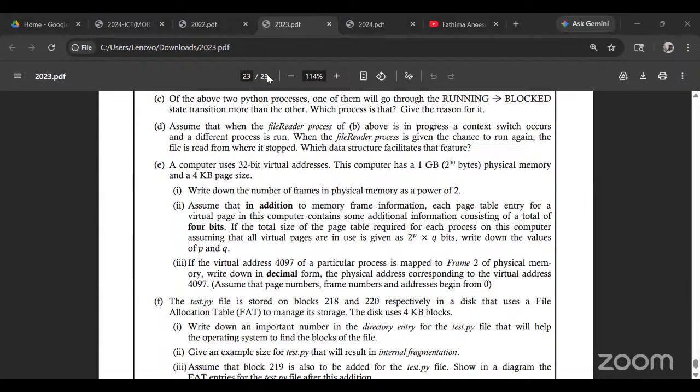Resend the first-name recording link in the group. Okay, sure. The operating system CQs, I will send.